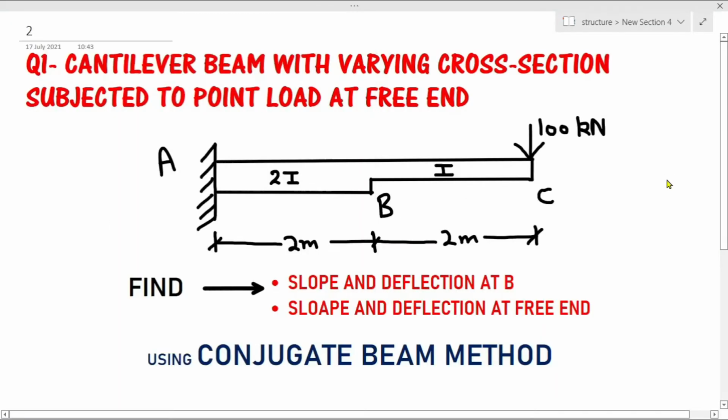So here you can see that we have a cantilever beam which is subjected to a point load of 100 kN at the free end C. This beam has a varying cross section, which means that segment BC has a moment of inertia I and segment AB has a moment of inertia 2I. In this problem, we are going to find the slope and deflection at point B and the slope and deflection at point C by using the conjugate beam method.